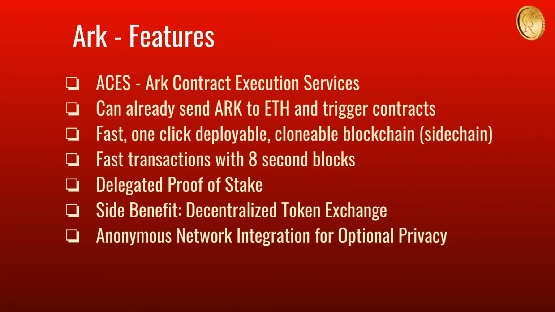The major feature is ACES, their main Ark Contract Execution Services, that you would use to be able to trigger smart contracts. They already have that set up with Ethereum, and they're also going to have a fast, one-click deployable, clonable blockchain. Basically it creates a side chain. It's very similar to Lisk, and that's why it was forked from Lisk.